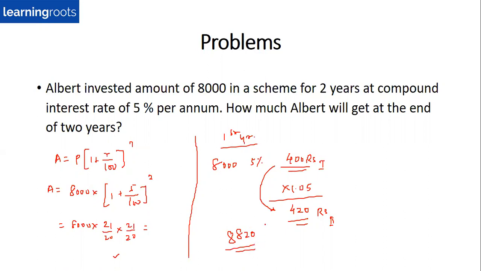This is what you can do. You find the interest of the first year, multiply it with the factor that you have, because the rate of interest is 5, so it becomes 1.05. Get the interest of the second year, and then 8820 will be your final answer. So this is one method that you can use to save time.